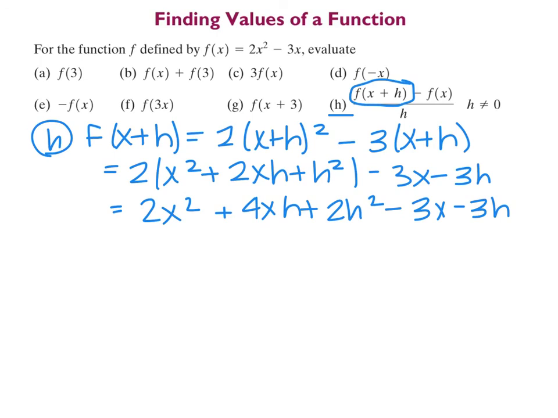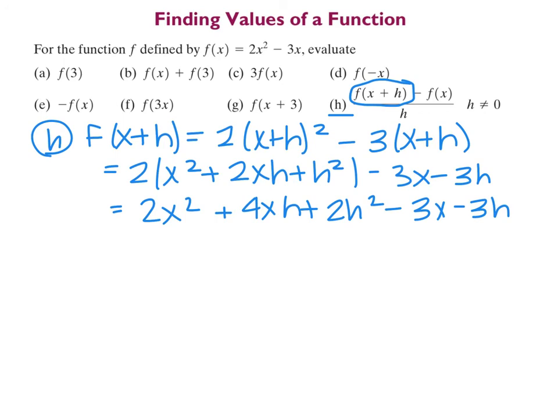So our last example, I promise, is part H. And this whole thing, this f of x plus h minus f of x all over h, where h is not 0 because that would break the function, that's called the difference quotient. It comes up in calculus, if that's the route you want to take. But let's work it out in terms of what we have here.